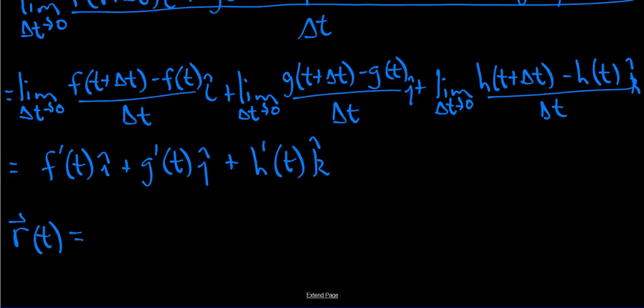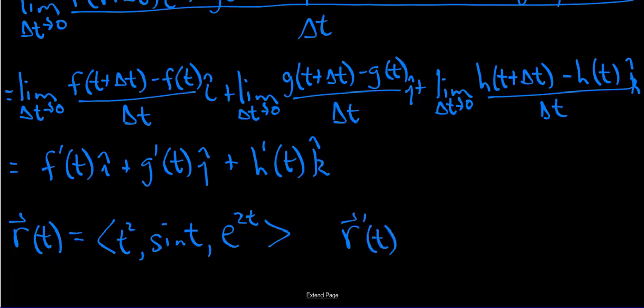So we might have this vector valued function here. Let's suppose that we have t squared, sine t, and e to the 2t. Suppose we have that vector valued function and we want to talk about the derivative. Well, that's just going to be each component. So the derivative of t squared is 2t. The derivative of sine t is cosine t. And the derivative of e to the 2t is 2e to the 2t. There you have it. And there's your derivative.